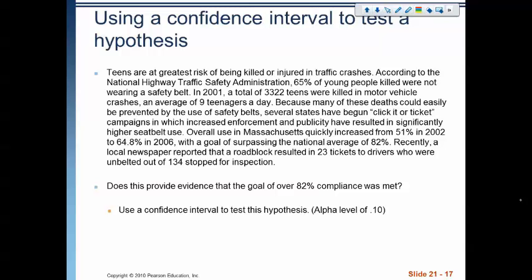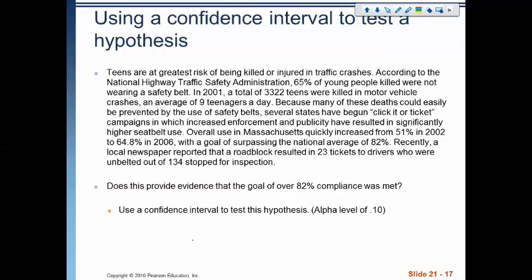Because many of these deaths could easily be prevented by the use of seatbelts, several states have begun Click It or Ticket campaigns in which increased enforcement and publicity have resulted in significantly higher seatbelt use. Overall, use in Massachusetts quickly increased from 51% in 2002 to 64.8% in 2006, with a goal of surpassing the national average of 82%. Recently, a local newspaper reported that a roadblock resulted in 23 tickets to drivers who were unbelted out of 134 stops for inspection. Does this provide evidence that the goal of over 82% compliance was met?